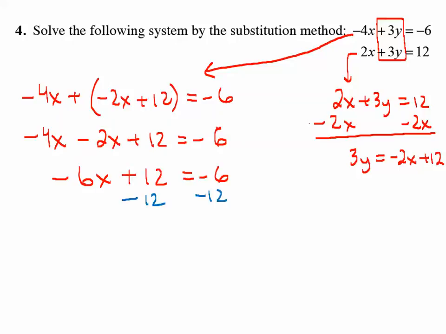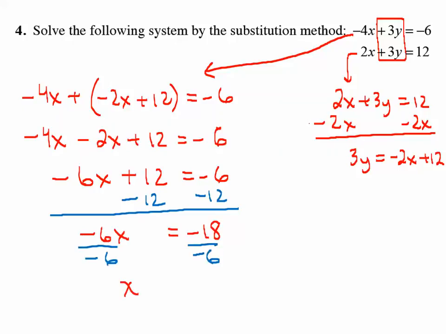Subtracting 12 from both sides gives you a negative 18. Dividing through by negative 6, and we should get ourselves x equals 3. It's just whichever one you want to plug into. The original top, the original bottom, or can we even plug into this one right here? Remember, we just changed the order of them around, but it's still the same exact equation.